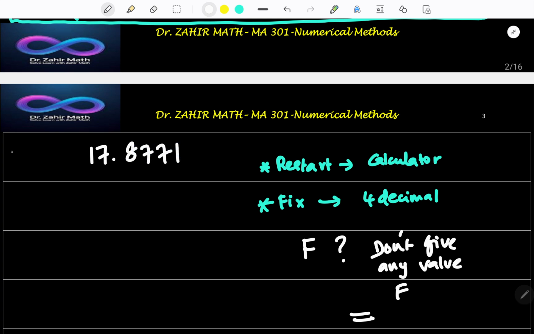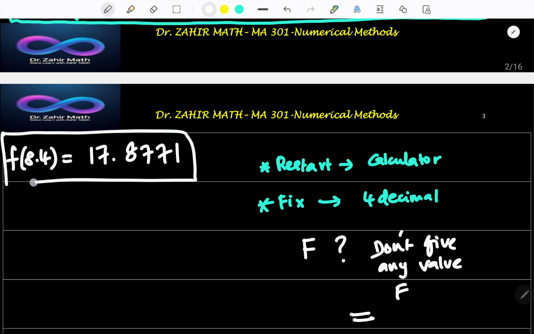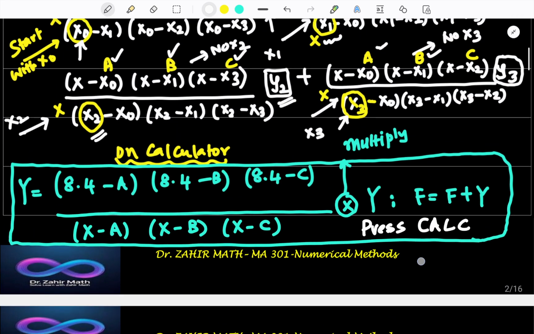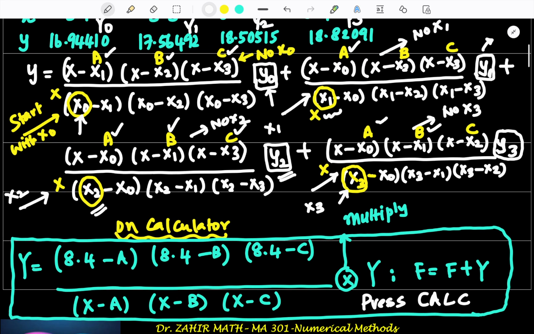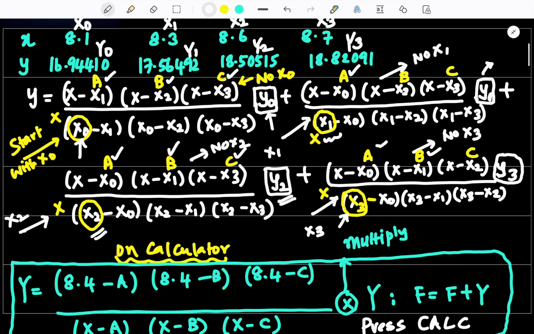17.8771. No need to write Y, which is F of 8.4 is equal to 17.8771. That is the answer for you. Clear all of you? Very easy. So nice. Right. Teacher, I don't want this formula on the calculator. How will I remember? Very easy.